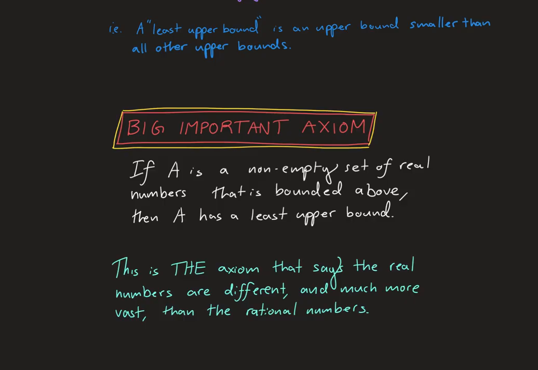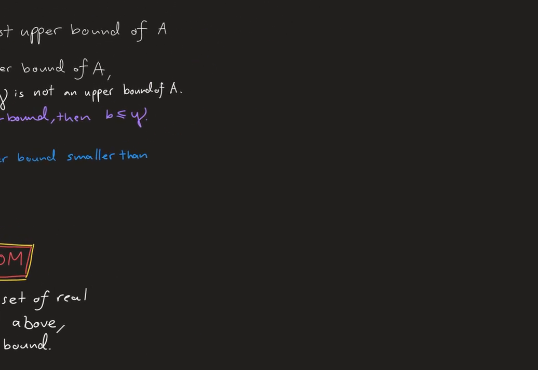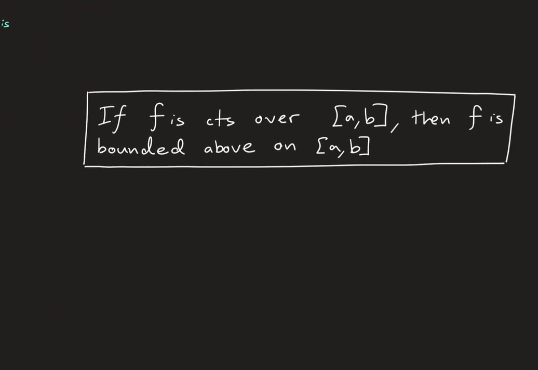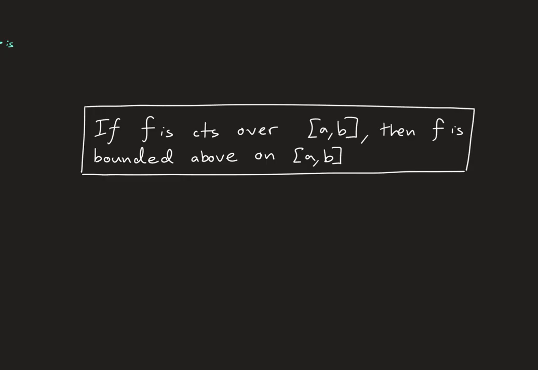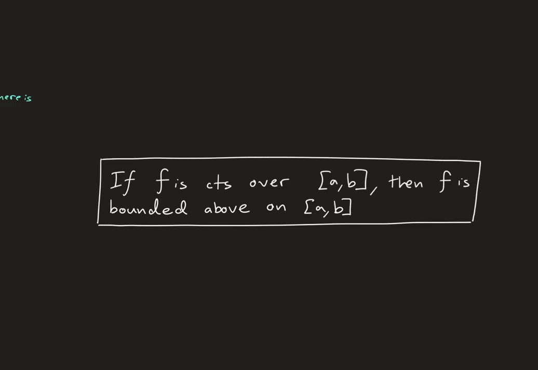The first thing we are going to prove is that if we have a function that is continuous over a closed interval a to b, then that function must be bounded above on that closed interval. This is certainly intuitively true if we were to draw a picture.